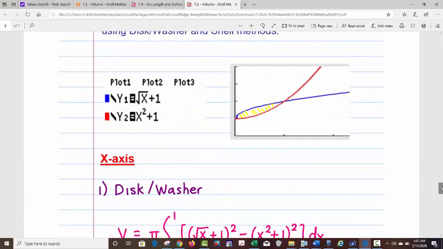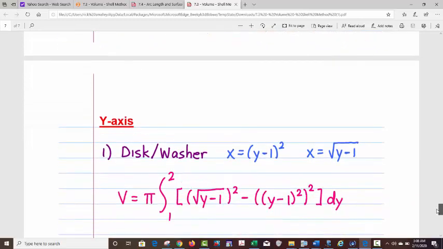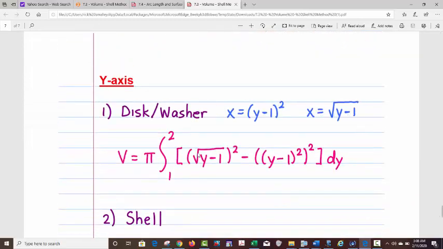Let's look at washer, because going around the y-axis will also have a gap. You see, the gap would be between the y-axis and the blue line, which is this function, y minus 1 squared. And so we're going to go from 1 to 2. And it's going to be outer squared minus inner squared. The outer is the red, which will be the square root of y minus 1. So that's the outer. So it's the square root of y minus 1 squared minus the inner, y minus 1 squared. Outer minus inner, we have pi.